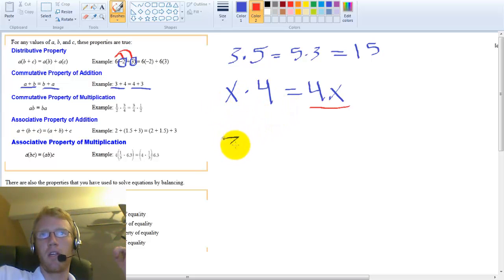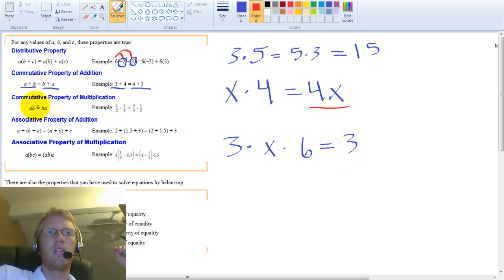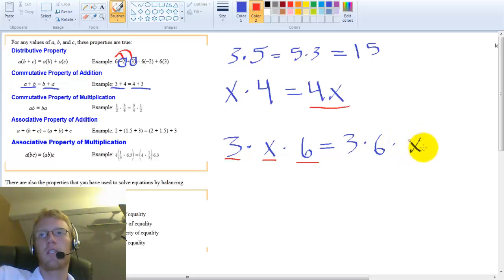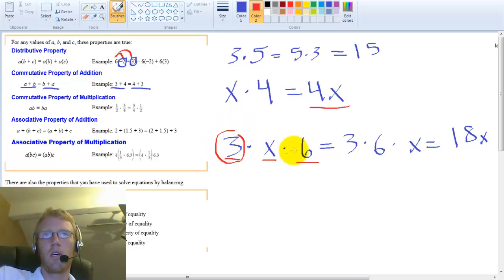Okay, well, what if you have something more complicated? 3 times x times 6. Okay, you can write this again. The rule here is a times b equals b times a, but it extends to even more things than just 2. So if you have 3 things multiplied together, you can put all the numbers together. So this is the same as 3 times 6 times x, which is then 18x. Okay, so when you're multiplying, the order doesn't matter. So you can pick out all the numbers, multiply them together, and put that in the front. And then if you have more than one variable, you can do that as well.